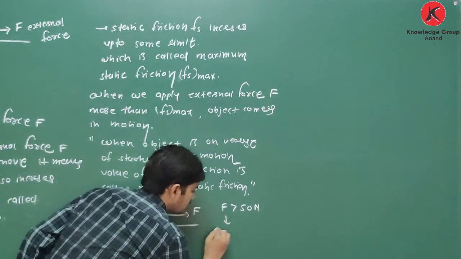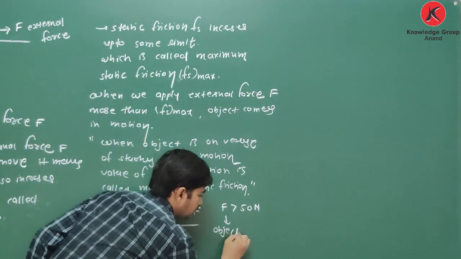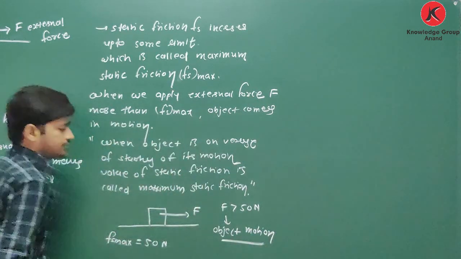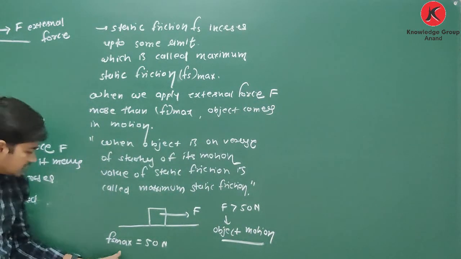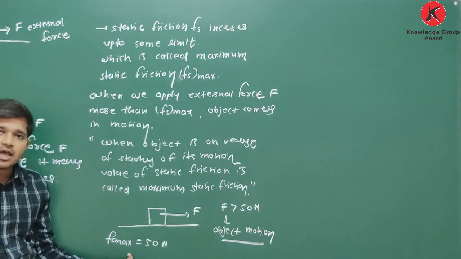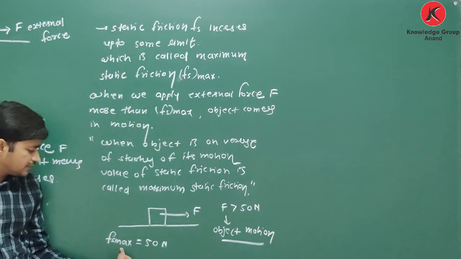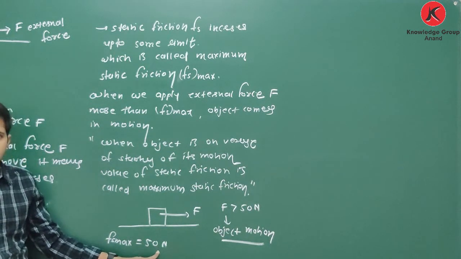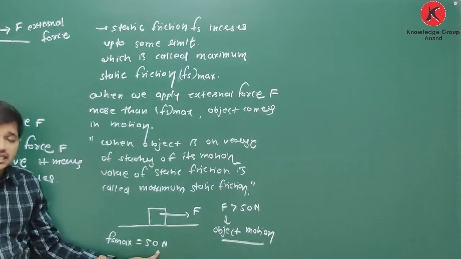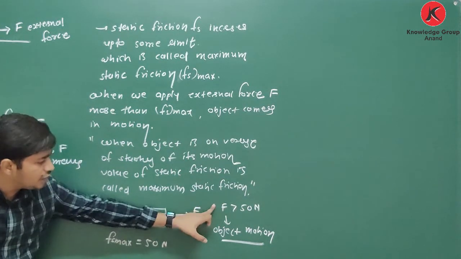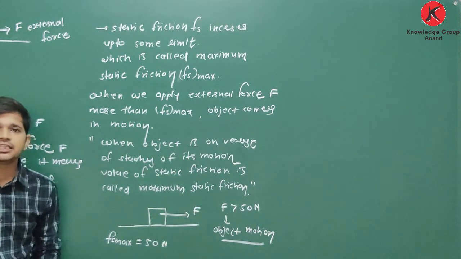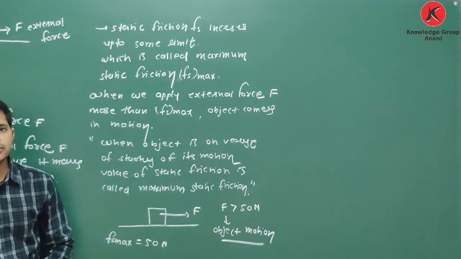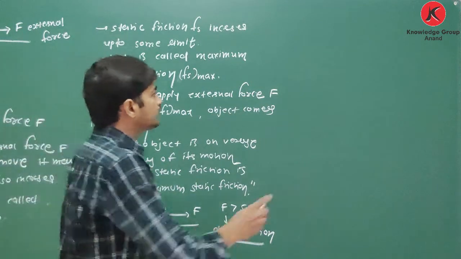But if I increase the external force greater than 50 Newton, that object will come in motion. Clear about this? So yes, that is the meaning of maximum static friction. If maximum static friction is 50 Newton, then if I apply external force greater than 50 Newton, the object comes in motion. Otherwise it will not. Clear about this?